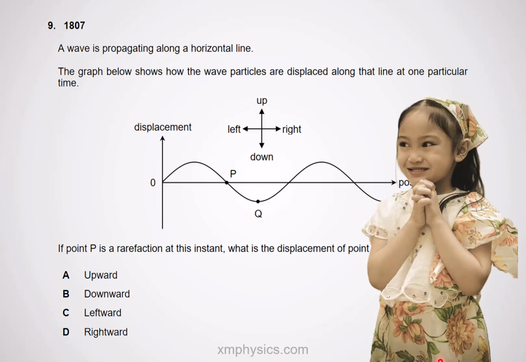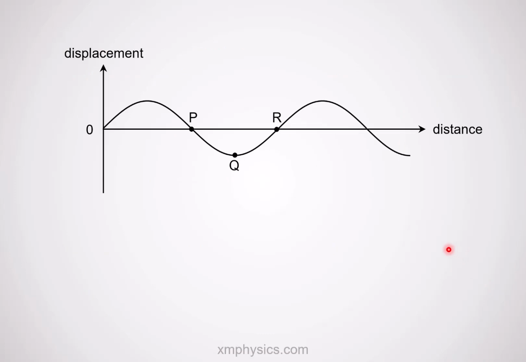Like yesterday, I met this little girl at somebody's birthday party and she asked me to explain this question to her. So this question is about a longitudinal wave and we are shown the displacement distance graph of the wave at one instant in time. We are told that point P is a region of rarefaction.